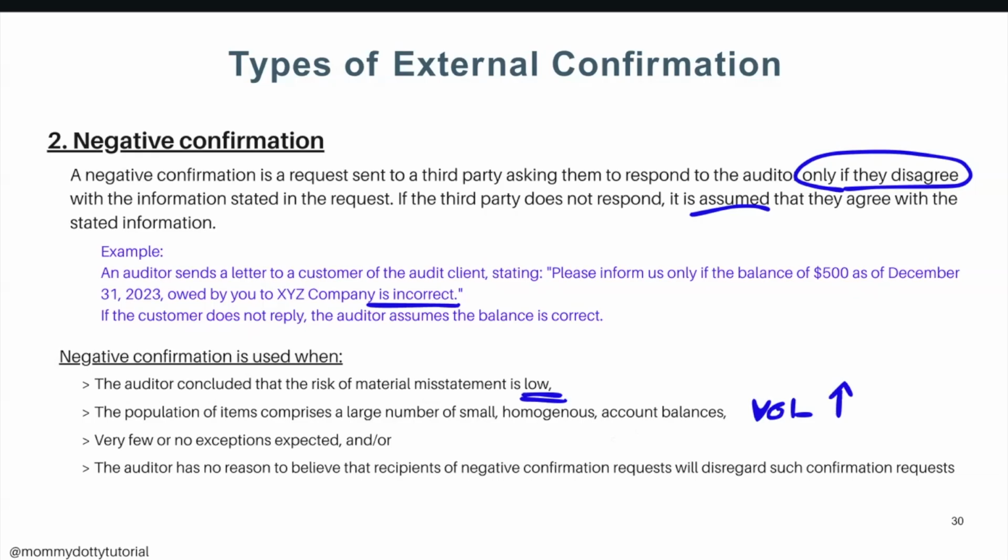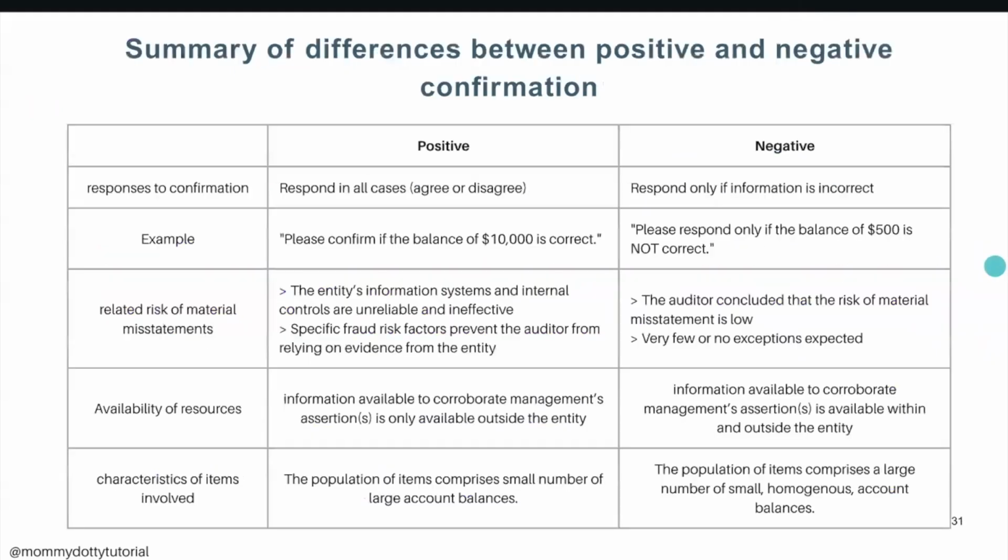Okay. Very few or no exceptions expected. The auditor has no reason to believe that recipients of negative confirmation requests will disregard such confirmation. So, meaning the internal control and the balances are quite reliable. So that's why they're using the negative confirmation. All right, summary of differences between positive and negative confirmation.